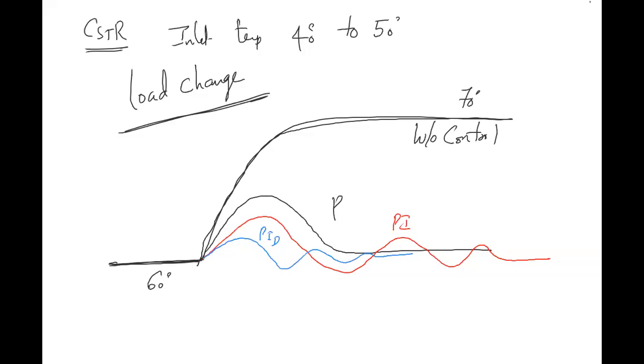PID actually has a faster response because of the derivative action. That is why the oscillation decreases.